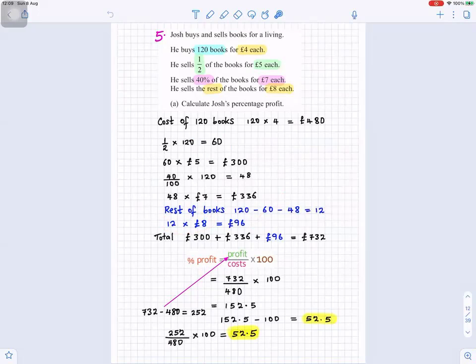So let's work out the total. 300 pounds plus 336 plus 96 is 732 pounds. The percentage profit is profit over cost times 100. The profit is 732 minus the cost 480, which gives you 252. So 252 divided by the cost, 480, times 100 gives you 52.5%. Or you can do 732 over 480 times 100 gives you 152.5, minus the cost 100%, which is 52.5%.